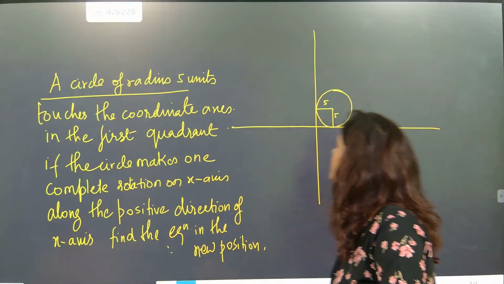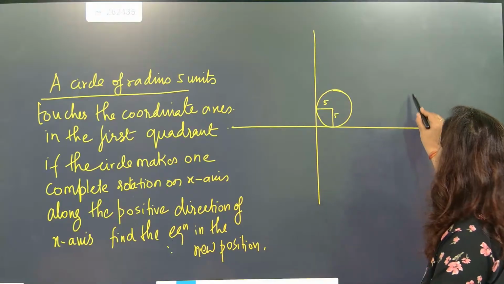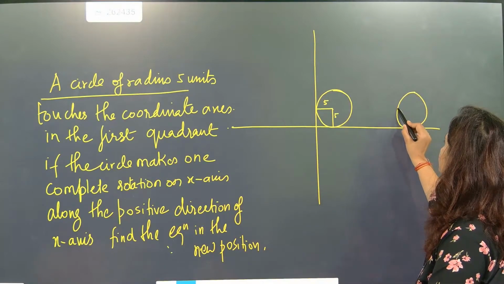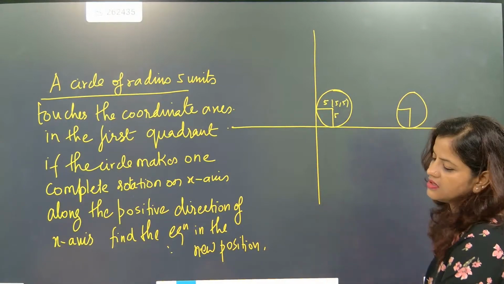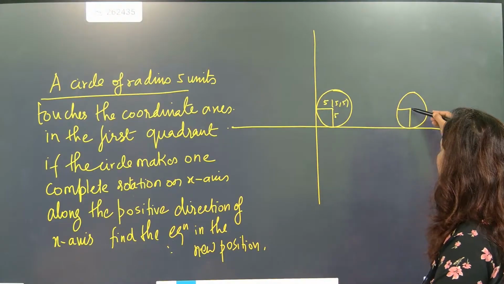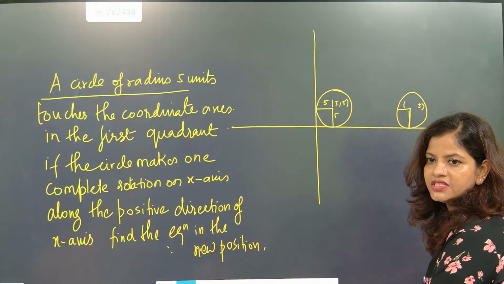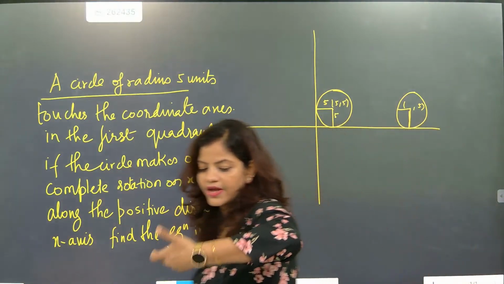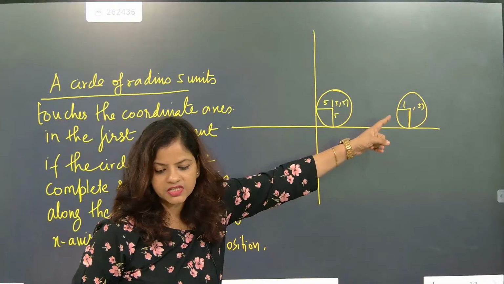The biggest work here is that this circle is taking a rotation, and after a complete rotation it is going to some other place in the positive direction of the x-axis. So the radius remains the same, beta. So here the center is (5, 5), but at this position the center will not be (5, 5). Here the y value will be 5 because the circle is not changing. Are you understanding? But what will change is the x value, because it is rotating along the x-axis.